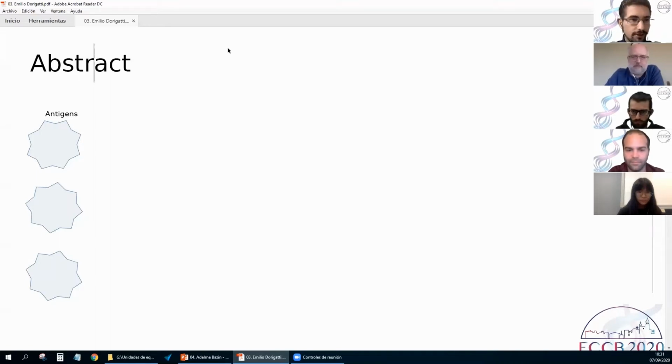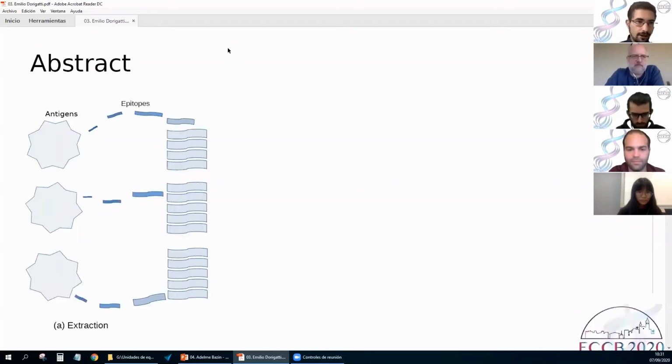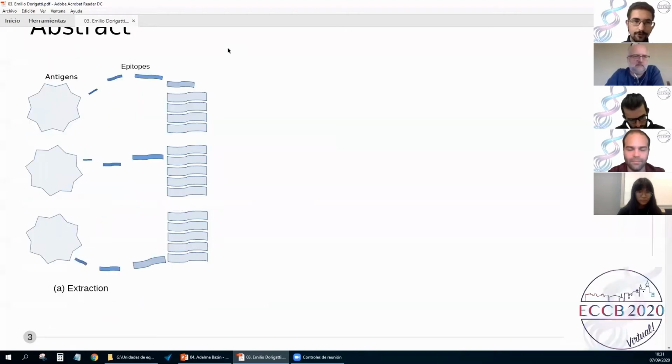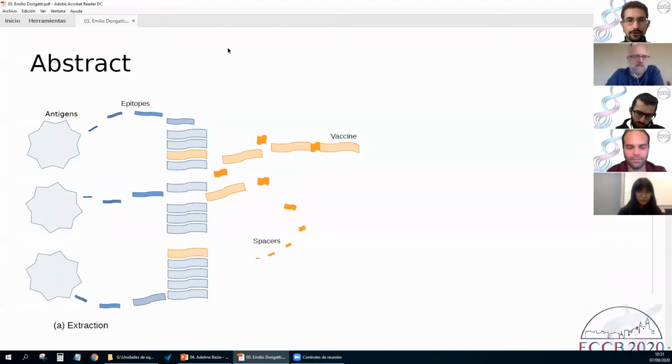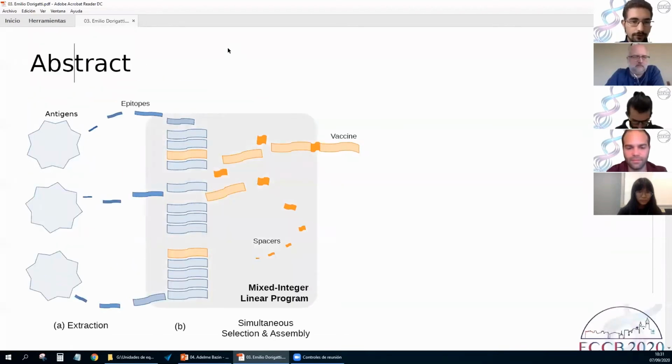Well, when you design a vaccine, in general, you start with the antigens that are the bad guys you want to fight with the vaccine. And you analyze their genome and you extract epitopes that are short fragments that can be recognized by the immune system. And then you need to select a few of these epitopes to be inserted into the vaccine, and you stitch them together using short sequences that are called spacers that are put between the epitopes to link them together. And in this work, we propose a new framework to do this step that simultaneously selects the epitopes to be included in the vaccine and assembles them. And this is unlike other state-of-the-art methods that only focus on one of these steps.